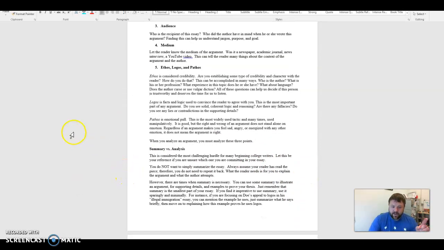The last part is summary versus analysis. I want to go into this. We are not summarizing anything this semester. That's one of the killers for content in the body, is retelling the story. Don't retell me what that article says. Do not give me a plot summary of that other argument. Just imagine that I've already read it. I don't need you to read it back to me.